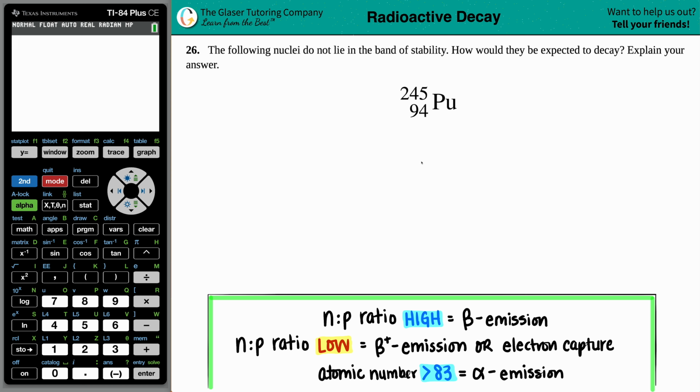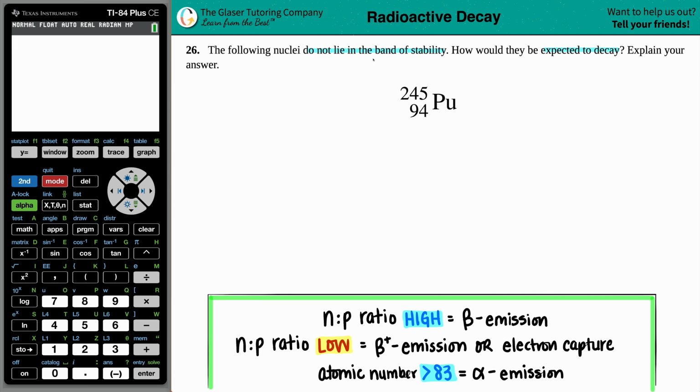Number 26. The following nuclei do not lie in the band of stability. How would they be expected to decay? And then we have to explain our answer. Okay, so Pu. This has a mass number of 245 with an atomic number of 94.